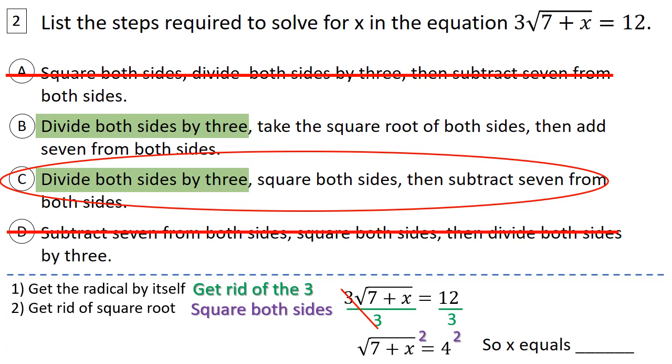Actually do the squaring of both sides. You square a square root, that cancels out. I do have to go ahead and square the 4. 7 plus x equals 16. Now I just need to finish getting x by itself, which is step 3, by the way.